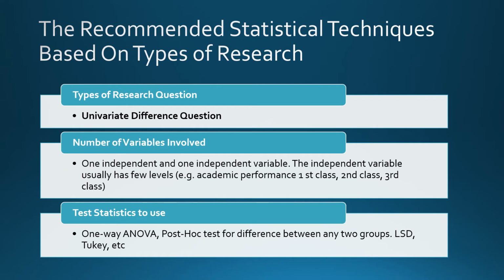Types of research question. Univariate difference question. Number of variables involved. 1 independent and 1 dependent variable. The independent variable usually has few levels, example academic performance: 1st class, 2nd class, 3rd class. Test statistics to use. One-way ANOVA, post hoc test for difference between any 2 groups. LSD, Tukey, etc.